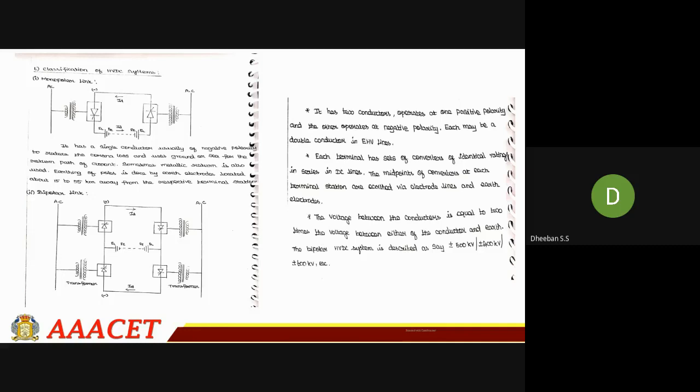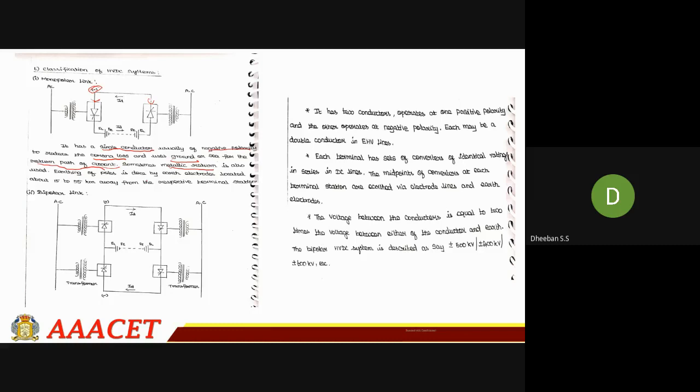This corresponds to a monopolar link. Here it has a single conductor, usually of negative polarity. Why negative polarity? To reduce corona loss, and it uses ground or sea for the return path. If it has negative polarity, the return path will be very easy. You can take it as sea or as ground. Sometimes a metallic return is also used, that is, physically inserted.